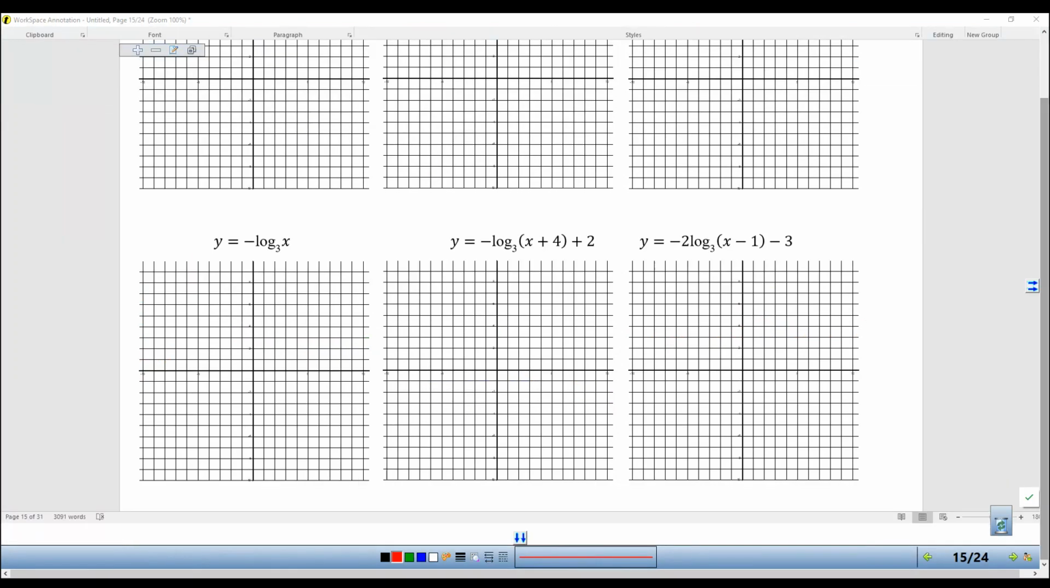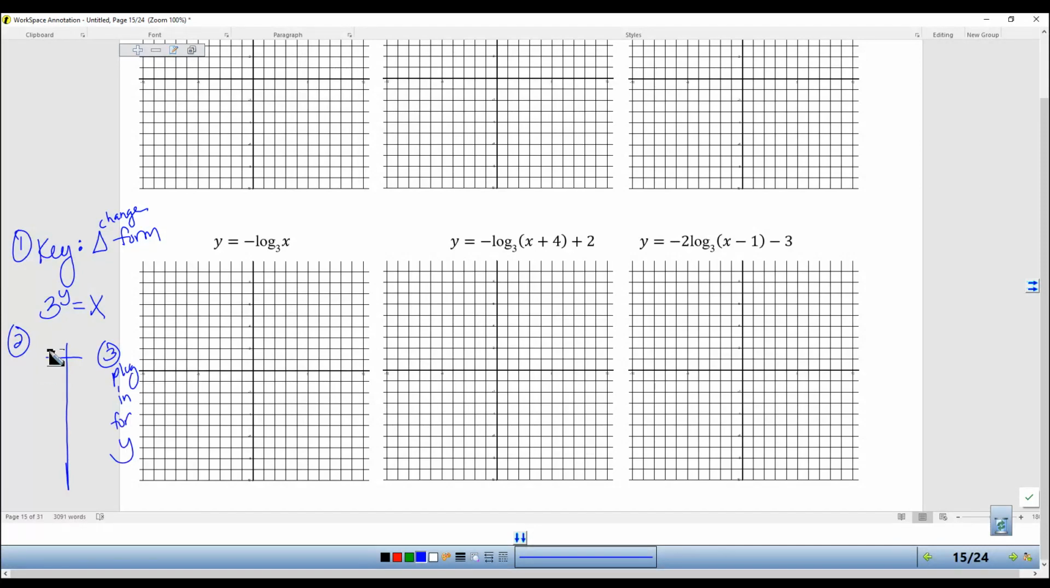All right, we've done all the different kinds of graphs, so we're just going to do a few more logarithms and then a few more exponentials to make sure you have it. Again, the key to logarithms is changing, that means change, that is the Greek delta, is to change the form. So ignore the negative, just focus on the 3. So 3 to the y is equal to x. Step 1, that's the key. Step 2, make a table. Step 3, plug in for y.